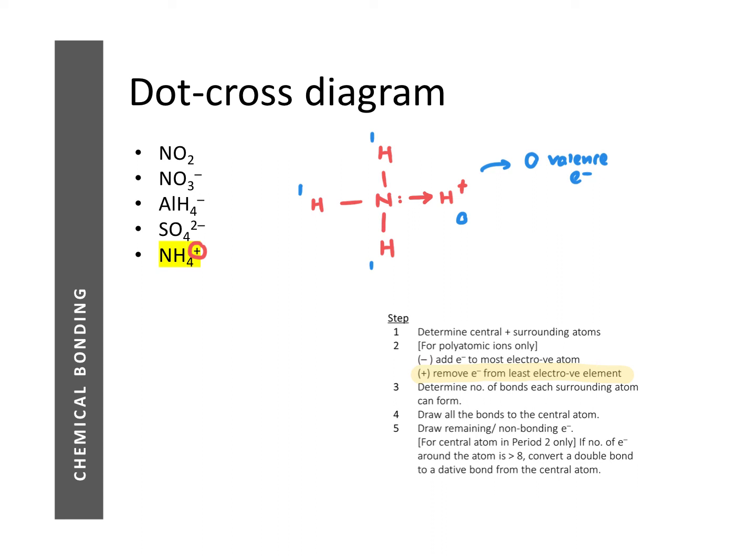So lastly, we need to draw the remaining or non-bonding electrons. So if we look at the number of electrons around nitrogen, it has 5 electrons, so there are no remaining electrons. Similarly, there are no remaining electrons on your hydrogen atoms. So this is the dot and cross diagram for your ammonium ion, and the Lewis structure would look something like this.